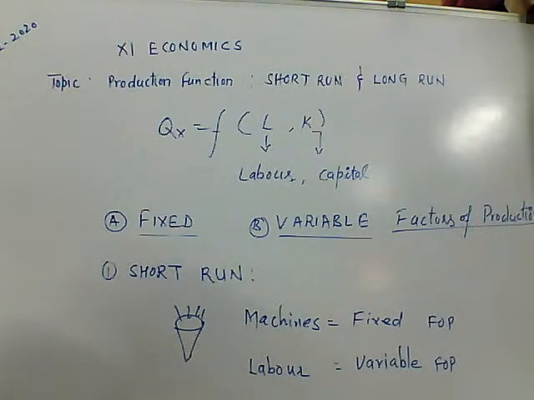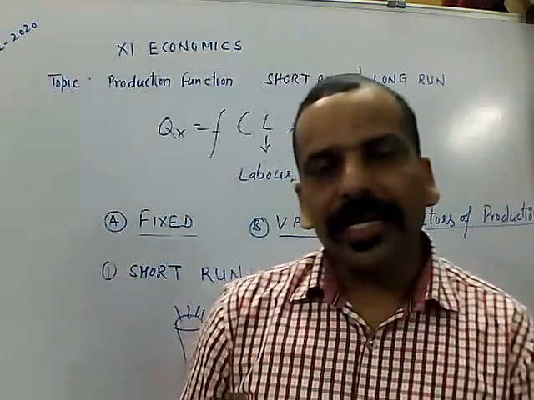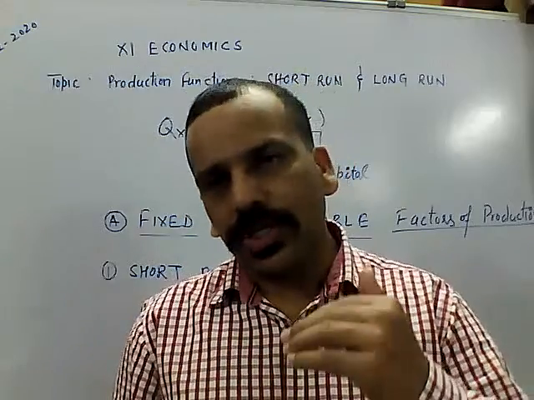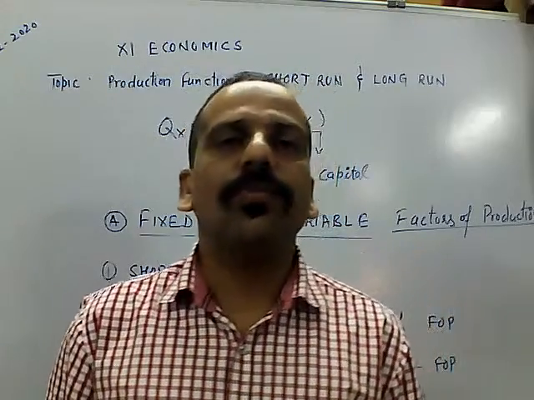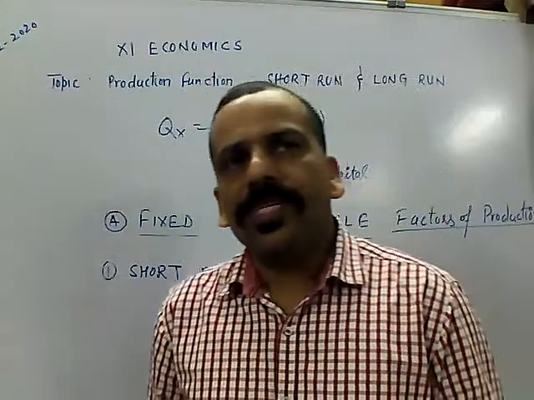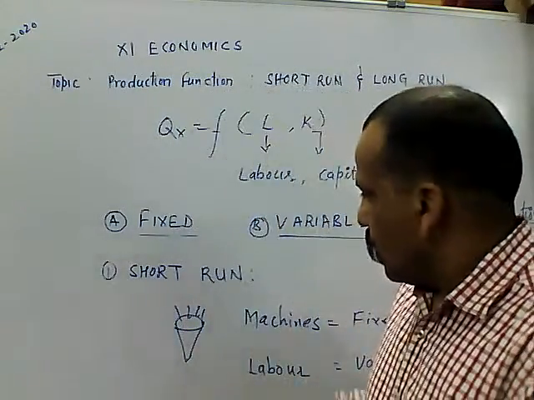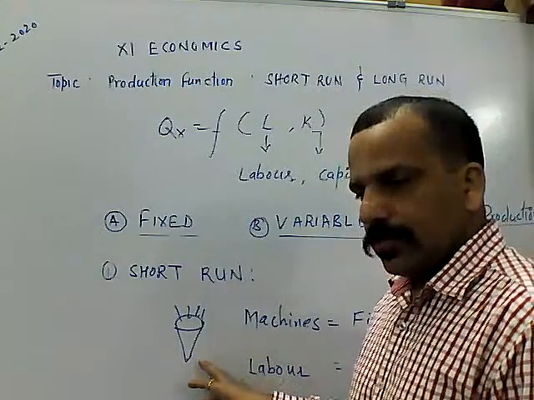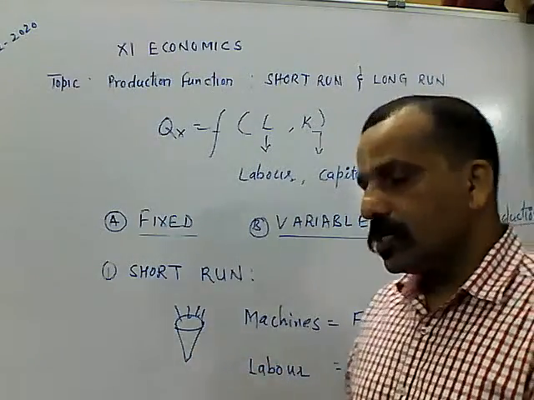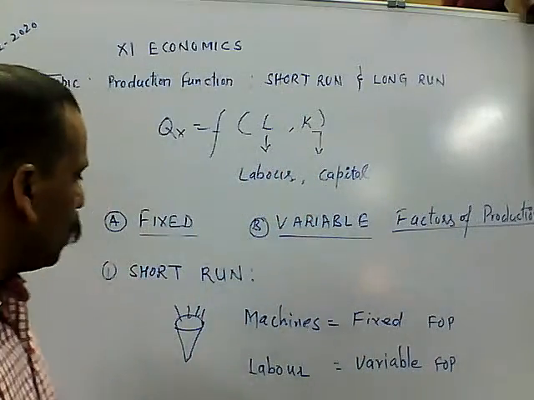Okay. So in the short run, there is a function, a festival. Due to the festival, definitely the demand for ice cream will be more. Suddenly there is a spike, or we can say a jump, in the demand for your production. So how can you increase the production in a shorter period of time?